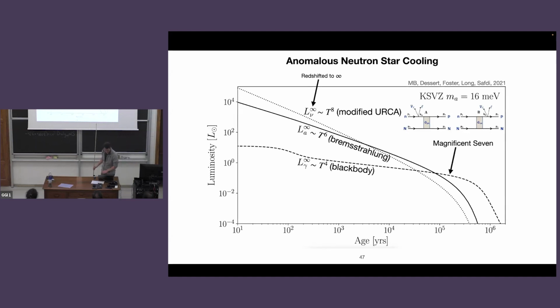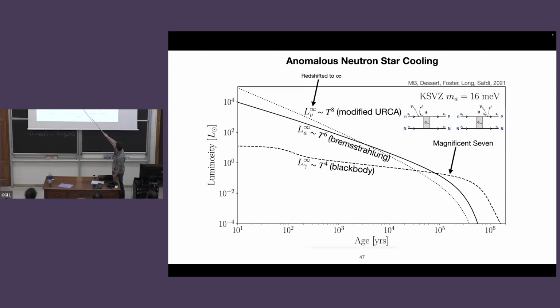And that is relatively good news, because if you remember where the magnificent seven are, they were all around a couple hundred thousand years old. So they're sitting right here, which means that while they're today actually cooling mostly through photons, they have undergone a relatively large cooling period where the dominant cooling mechanism is axions. So we can use those magnificent seven actually to place bounds on the axion emission.